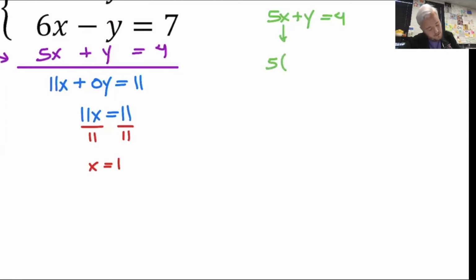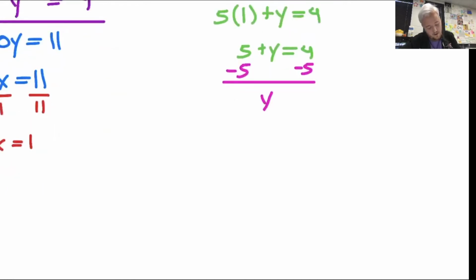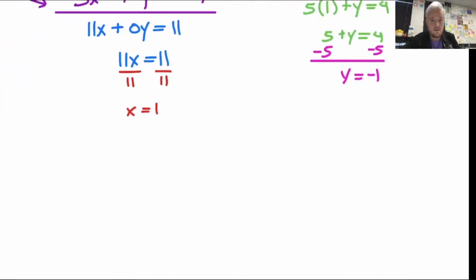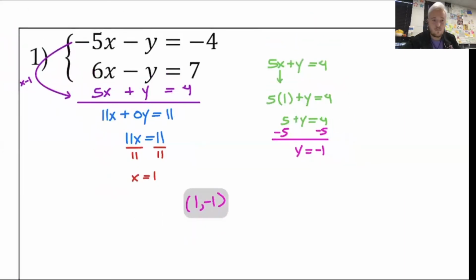So I have 5 parentheses 1 plus y equals 4. So 5 times 1 gives you 5 plus y equals 4. So now I'm going to subtract 5 on both sides. So I'm going to have y equals -1. So my coordinate here, 1, comma, -1. Perfect.